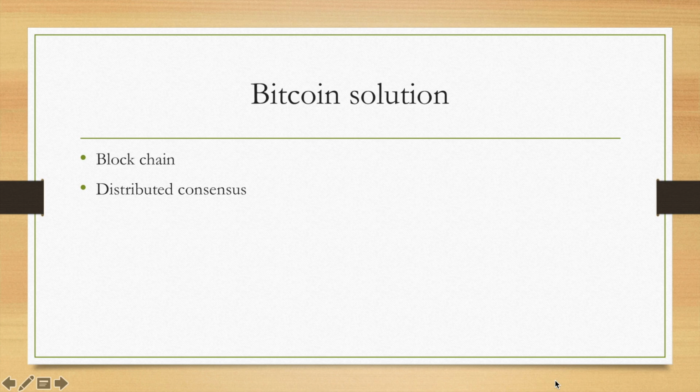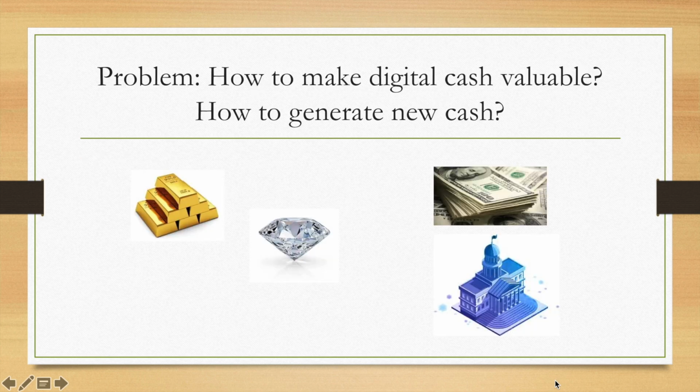Bitcoin's solution is very brilliant and solves these issues. The core technology is blockchain and distributed consensus, which we will talk about later. Another problem for digital cash is how to make it valuable, and also how to generate new cash.